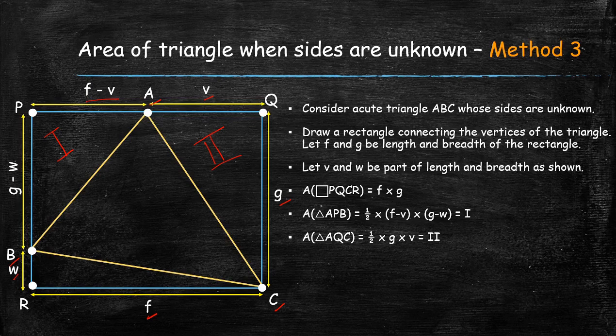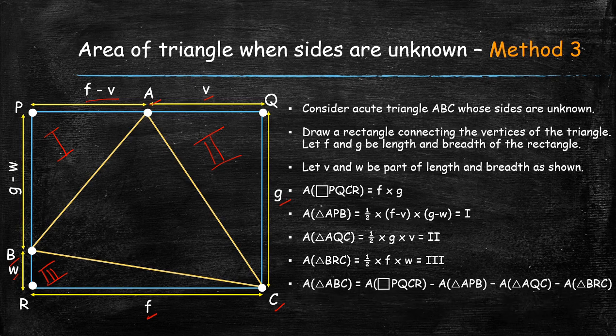Triangle AQC has the area of half into G into V. Now the third triangle, I give it Roman letter 3. So triangle BRC has the area of half into F into W. At last we found that triangle ABC has the area of the rectangle minus triangle 1, triangle 2, triangle 3.